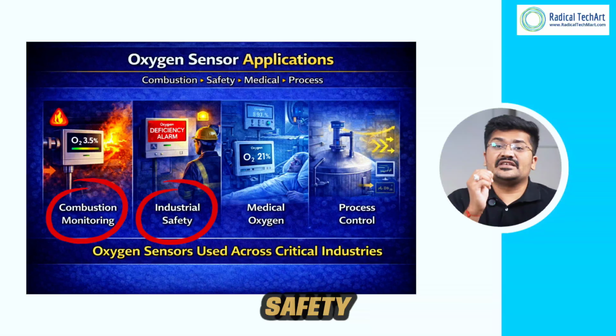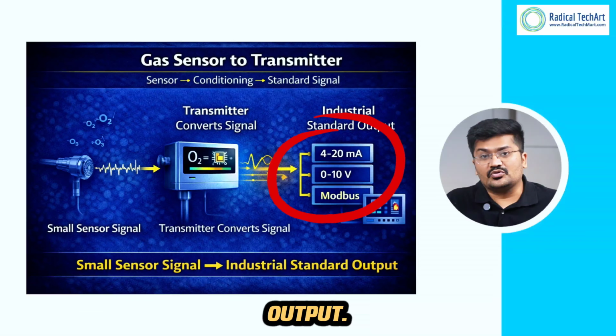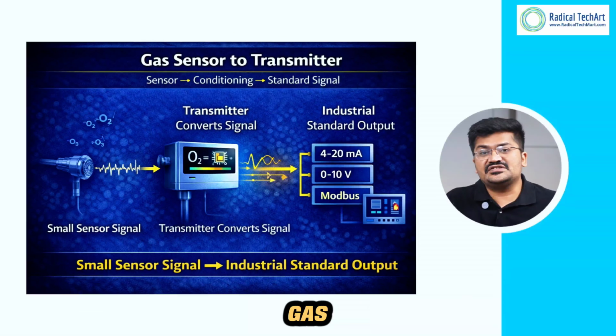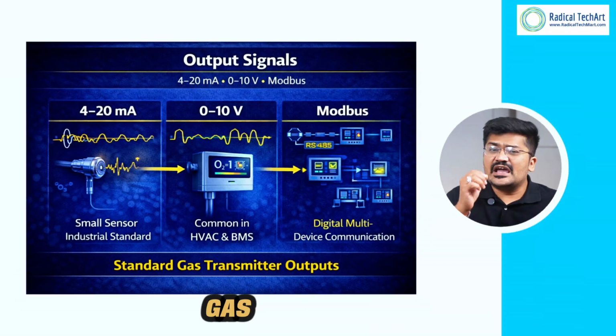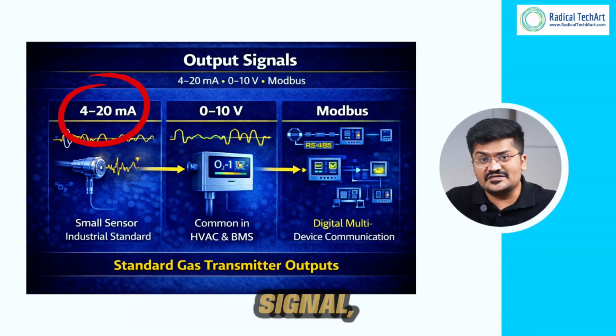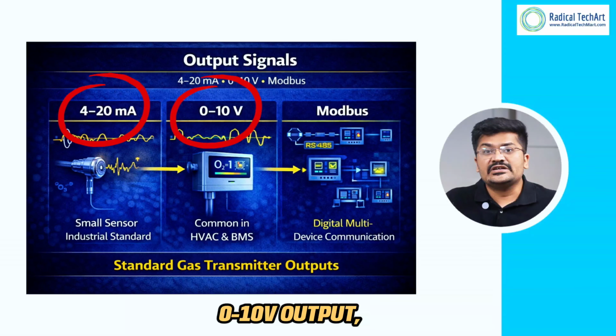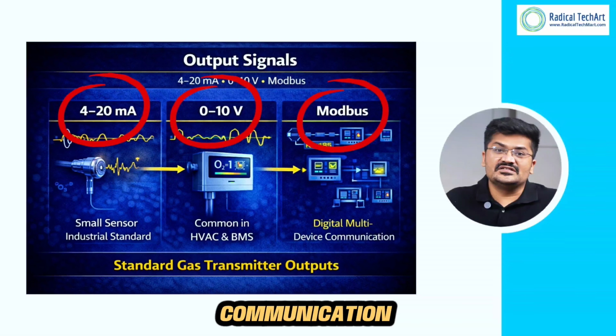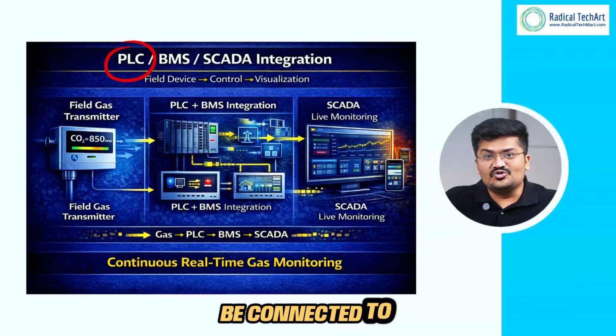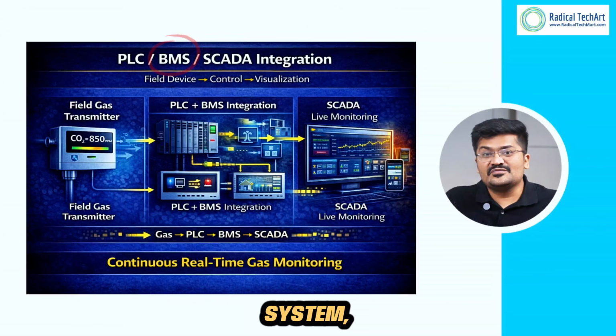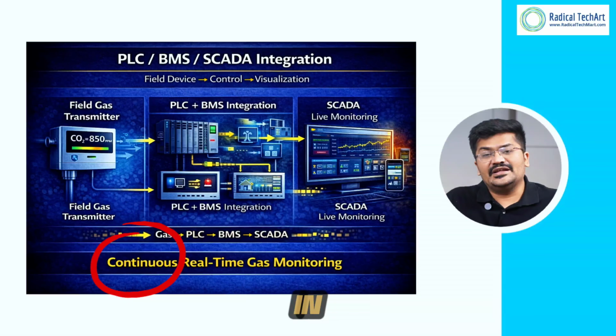Gas sensors usually generate small electrical signals. These signals must be converted into standard industrial output. This is done using gas transmitters. Gas transmitters convert the sensor signal into outputs such as 4 to 20 mA analog signal, 0 to 10 volt output, or Modbus digital communication signals. These signals can be connected to a PLC system, building management system, or SCADA monitoring system. Now, a gas transmitter allows continuous monitoring of gas concentration in real time.